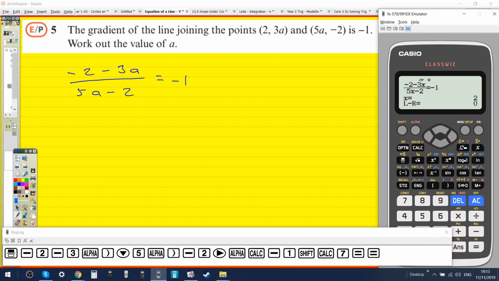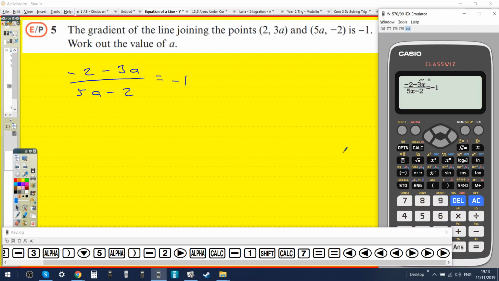Press equals. What was your initial value? It was like 1,000 or something stupid like that. Are you able to press left? Press left and you can edit it, or did you already press something else? No, I think I can edit it. You can usually just press left.